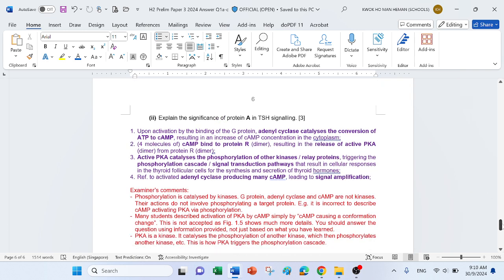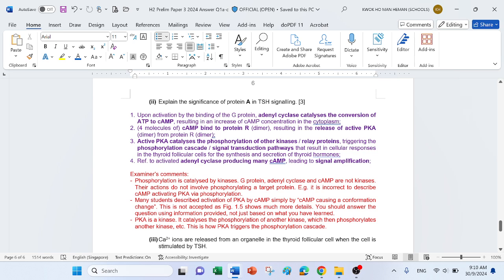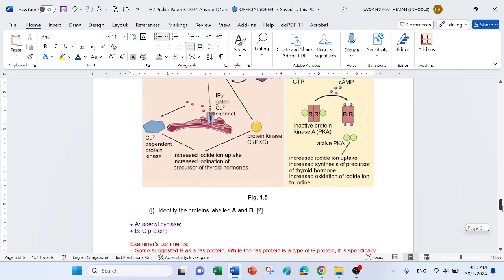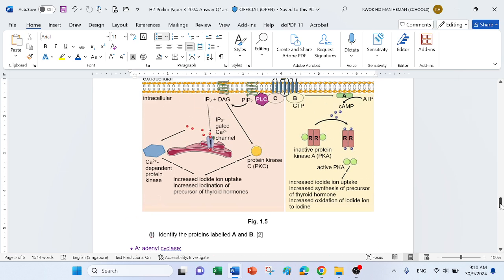Then for part 2, the significance of protein A. Protein A is the adenyl cyclase, as you have identified earlier. So it functions to convert the ATP to cAMP. And then we can talk about what cAMP does, as part of the significance of protein A. So what's the significance of converting ATP to cAMP? So cAMP will activate PKA. However, most of you just talk about cAMP binds to PKA, conformation change, then activate. That is not what is shown in figure 1.5. So when more information is given, you need to base it on the information.